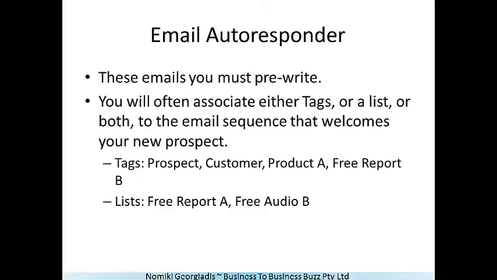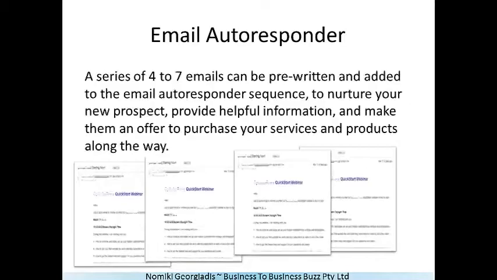Basically, the email sequence that welcomes your new prospect is going to be triggering some things in your email autoresponder or your CRM system. Some tags might be, for example, this is a prospect, this is a customer, this is product A, they've purchased product A, or this is free report B, they've actually opted in and downloaded my free report B. You'd give it a name, you wouldn't call it B, I'm just giving you examples. So, lists. If you're working with lists, then you will have a whole list of people who have put their names and email addresses in for free report A, for example, or a free audio B. That's the way you have to start sequencing it.